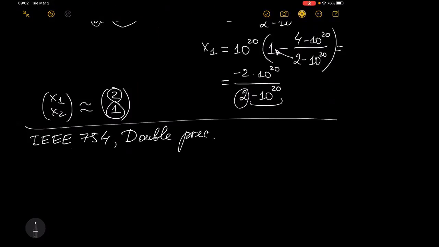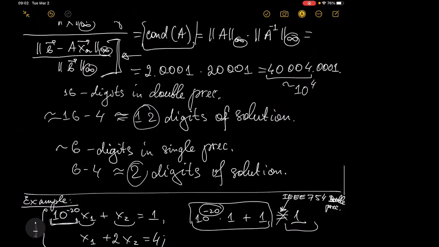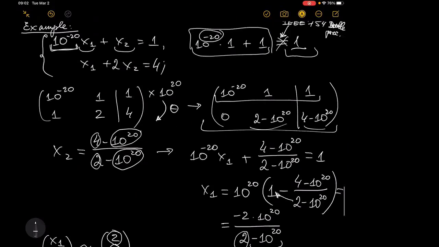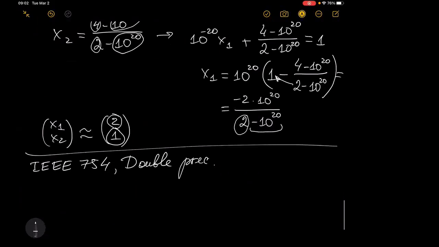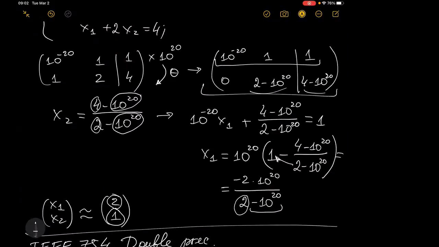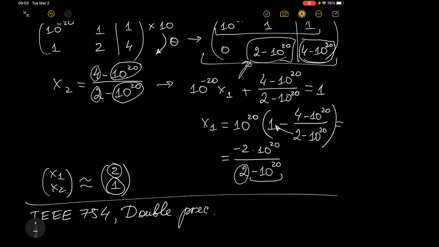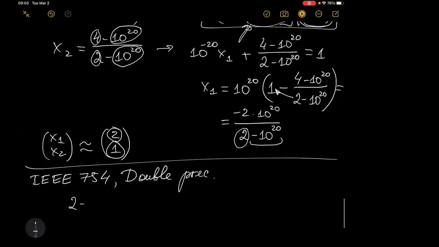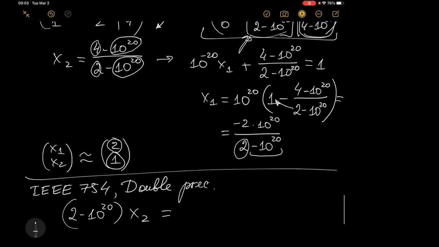Now, in double precision, what happens? Essentially, after we perform this, what we are getting is the equation for x2, for example. Have a look. You're getting this multiplied on that, right? I mean, this multiplied on x2. So 2 minus 10 to the 20 multiplied on x2 equals 4 minus 10 to the 20.